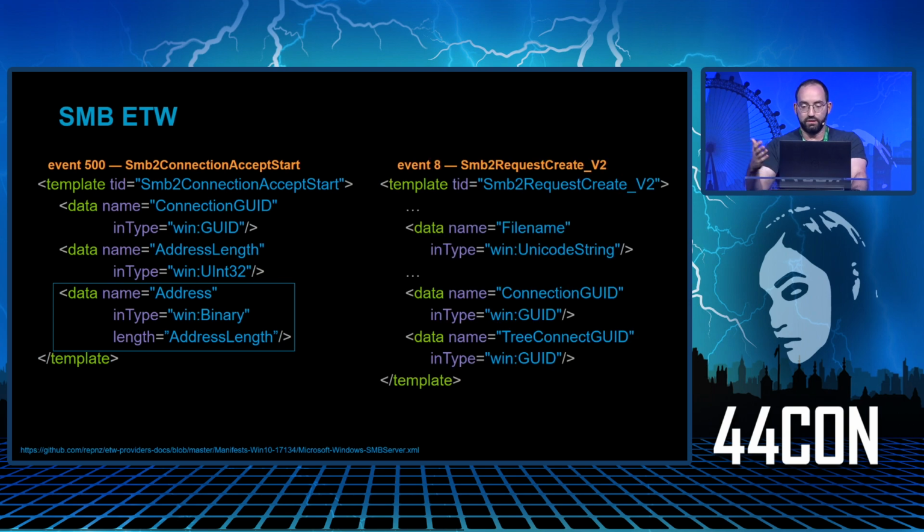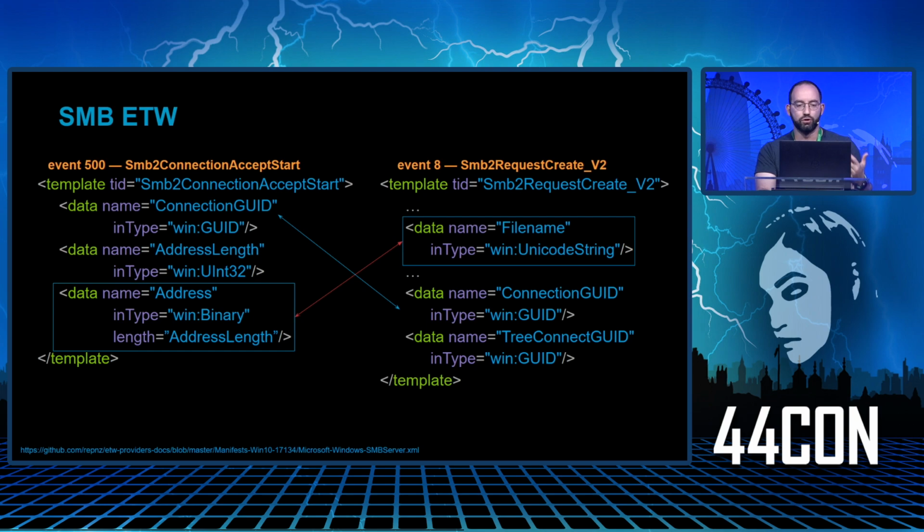Then we'll see, eventually, the event for request create, which is a file operation. And inside, we have the file name. In our case, pipes are treated as files in SMB, so we'll see the pipe name there. If we want to match the pipe name to the address, and then match the pipe name also to the RPC operation, which would give us all that we need, we have to keep track of the connection GUID, which identifies that SMB session.